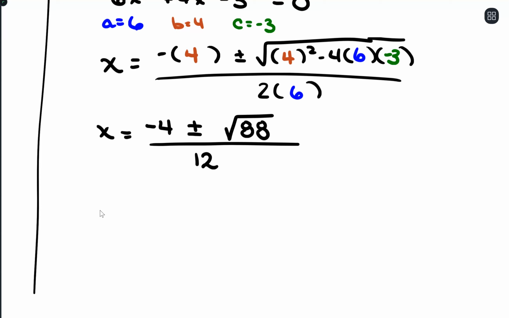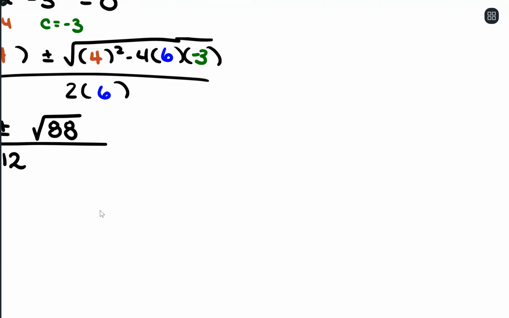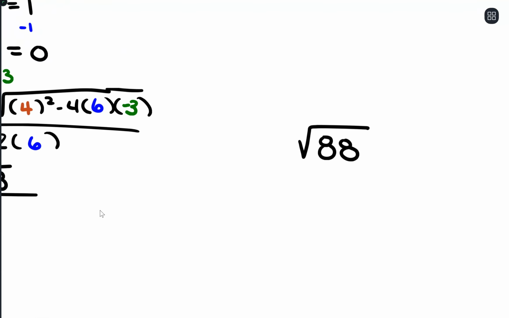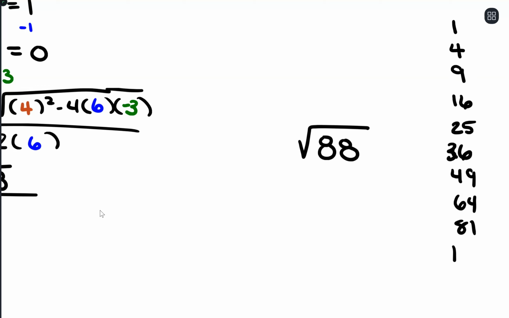But let's say we wanted to simplify this. So let's get a quick review of radicals. So square root of 88. And what'll be helpful is to remember what our perfect square values are. So like 1 squared, 2 squared, which is 4, 3 squared, which is 9, 4 squared, which is 16, 5 squared, which is 25, 6 squared, 36, 7 squared, 8 squared, 9 squared, and 10 squared.